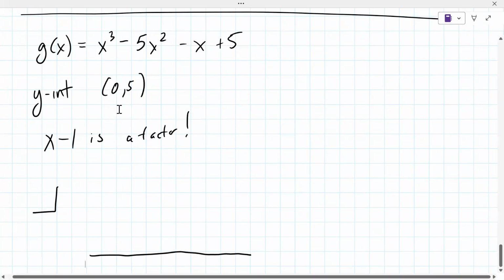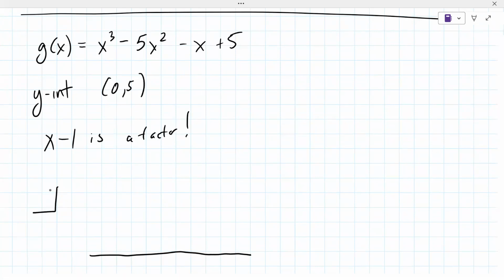If you have no idea what I'm talking about, we'll go back and look at the previous problem. Why does 1 go in the box? Because it's x cubed. Let's go back and look.